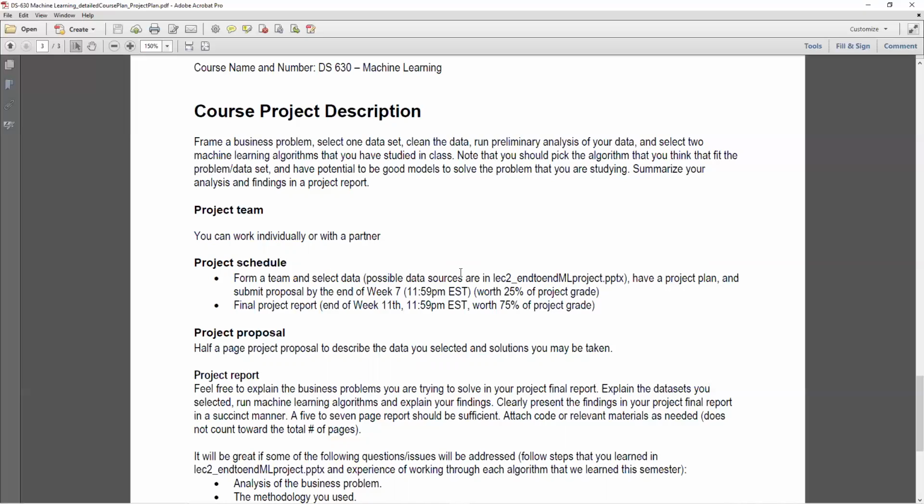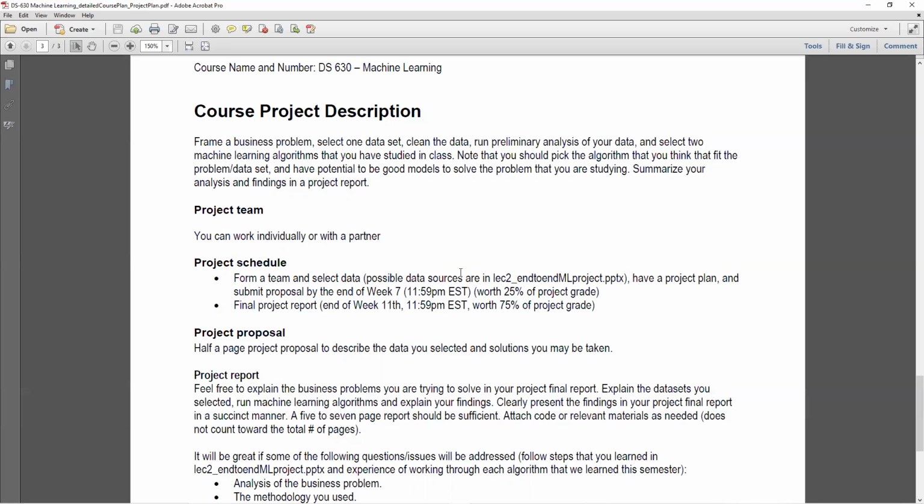And then you should also pay attention. You should pick the algorithm that you think fits the problem or data set best and has potential to be a good model to solve the problem that you are studying. Right? It's not for the sake of applying the algorithm. It's really for the sake of solving the problem. So you should pick the algorithm that you think has a lot of potential for the type of problem that you are looking at.